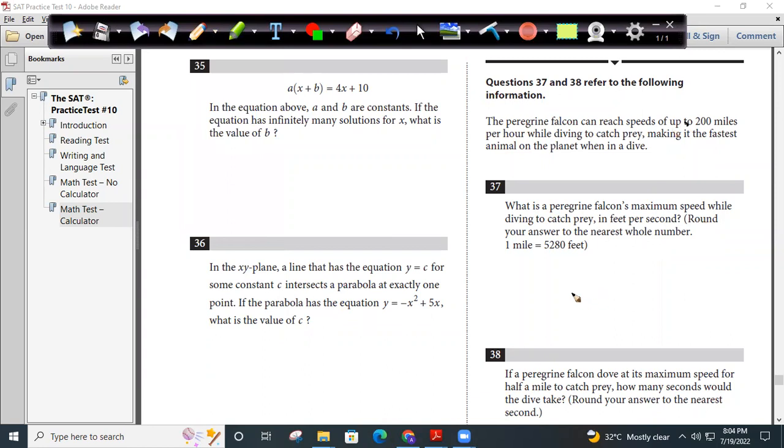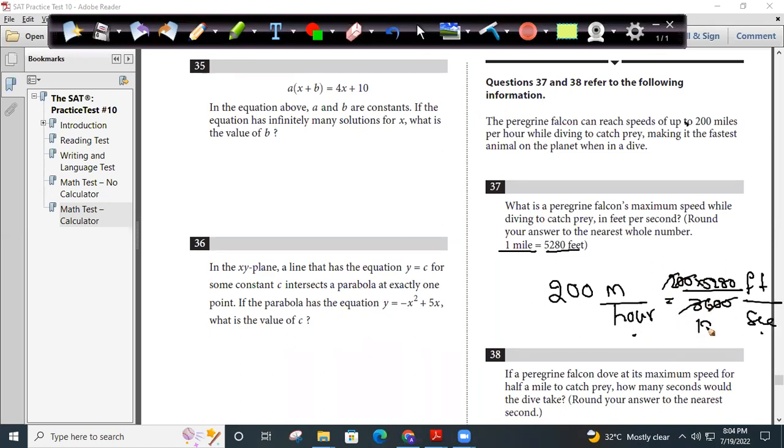See, how simple is this? They gave 200 miles per hour. What I need to do is convert this into feet per second. 1 mile is 5,280 feet, so 200 into 5,280. 1 hour I need to convert into seconds, which is 3,600. You have wonderful calculators with you, or even if you don't, this is 18, so this is 5,000.